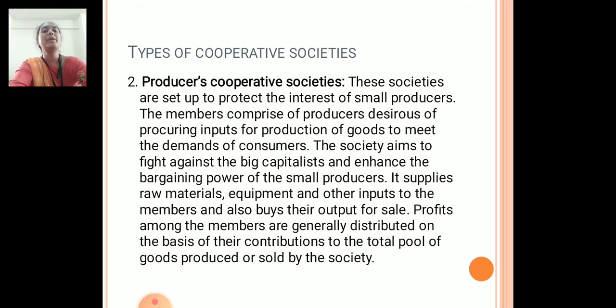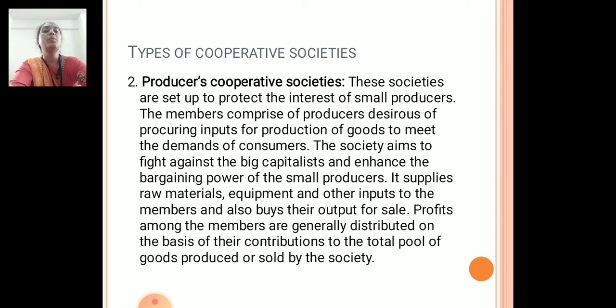Forming this society has a different purpose. These societies are set up to protect the interest of small producers. Usually, the big capitalists or large producers have the bargaining power and enjoy the scale of production, that is, producing on a large scale. They get raw materials at a very low rate, and they can also afford the salaries of more employees at their premises. All that is possible when they do it on a large scale.